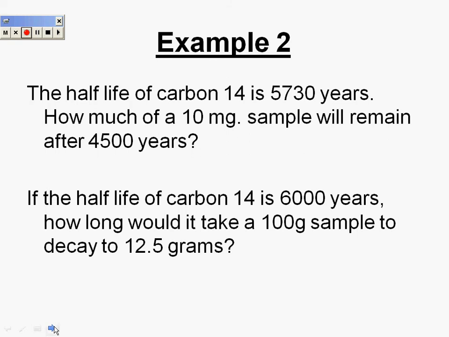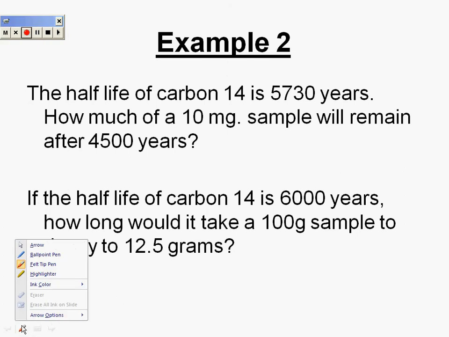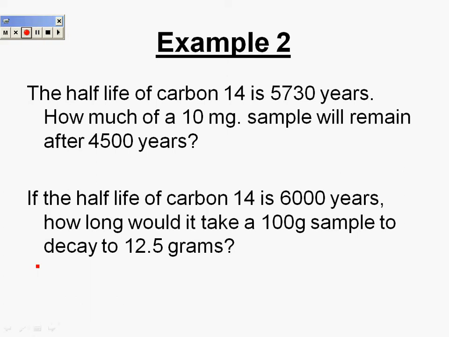Go ahead and write down number 1, please. So the key word here that indicates we're going to use the half-life formula instead of the double time growth formula is, of course, the phrase half-life. So this is how things are dated. It's called carbon dating. They use it to determine how old things are. So this says the half-life of carbon-14 is 5,730 years. How much of a 10 milligram sample will remain after 4,500 years?